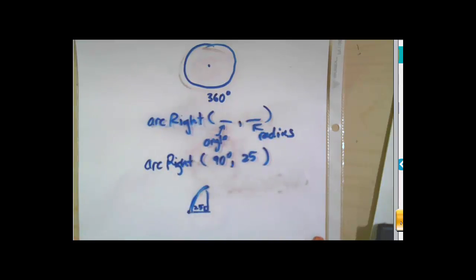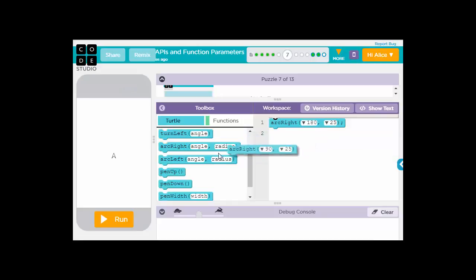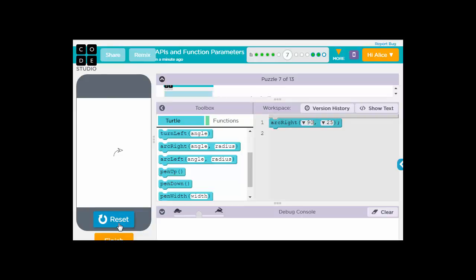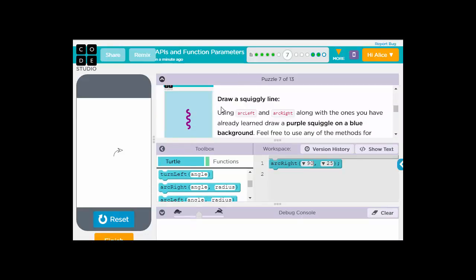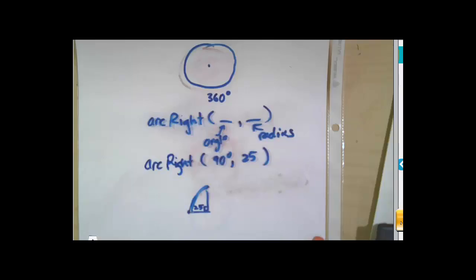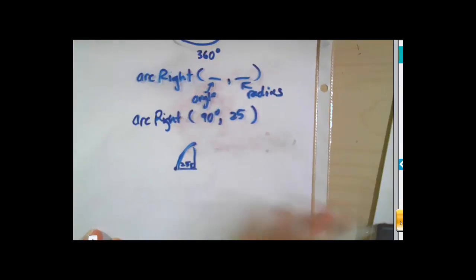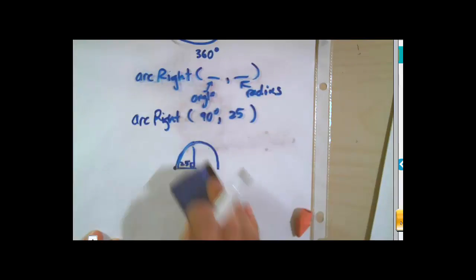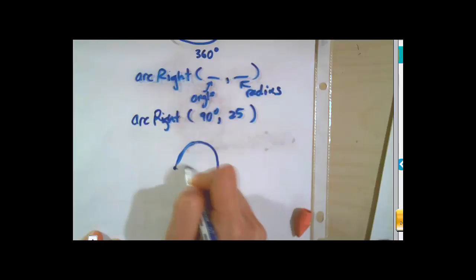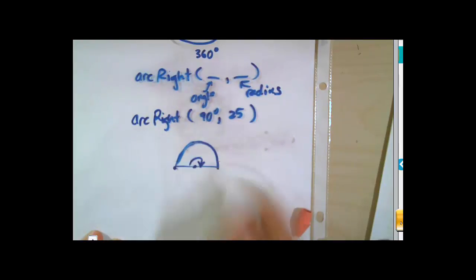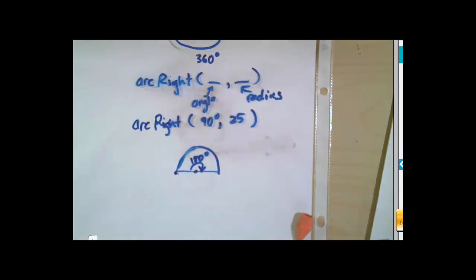Okay, we can check if this is correct. Turn arc right, 90, 25, and run, and there we go. So if you take a look at the puzzle, it looks like these squiggles are actually made out of semicircles. And so you ask the students, well, if an entire circle is 360 degrees, then what would a semicircle be? And they would see that a semicircle would just be 180 degrees. And this was actually very helpful to students to see that arc right was just part of a circle that they are very familiar with.